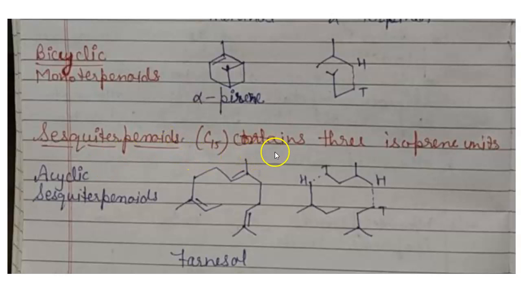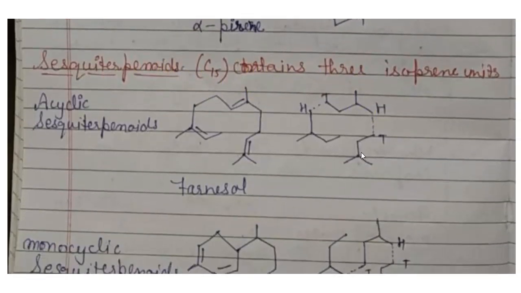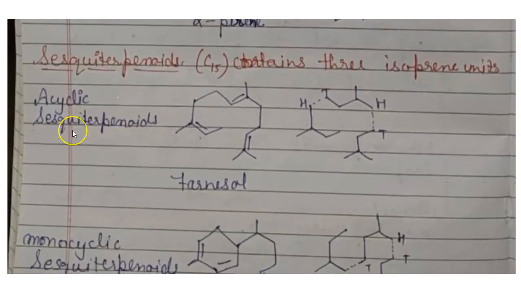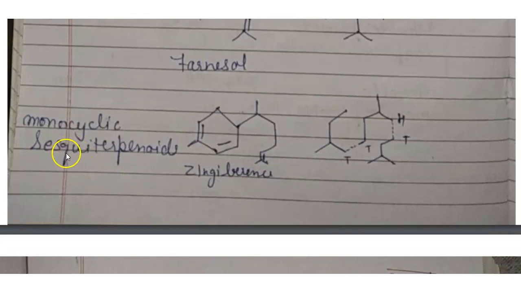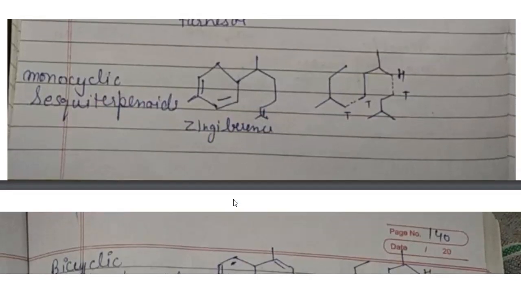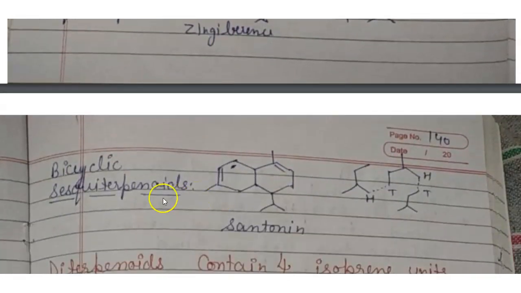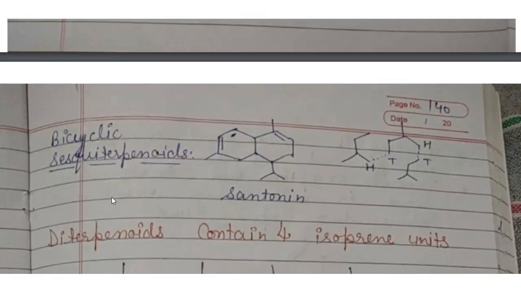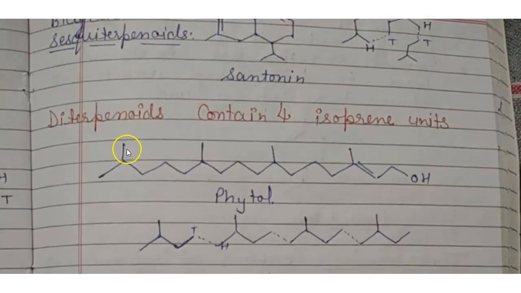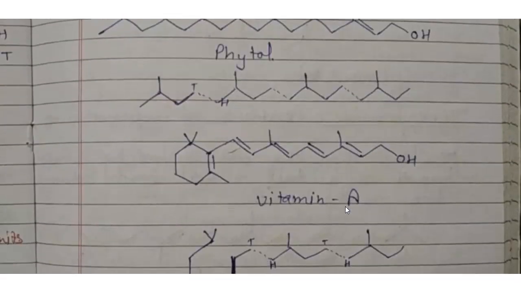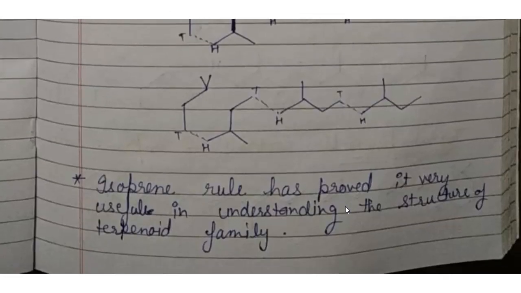Sesquiterpenoids, C15, contain 3 isoprene units. Acyclic sesquiterpenoid is farnesol. Monocyclic sesquiterpenoids are zingiberene and bisabolene, and next, bicyclic sesquiterpenoid is santonin. Next, diterpenoids contain 4 isoprene units: phytol and vitamin A.